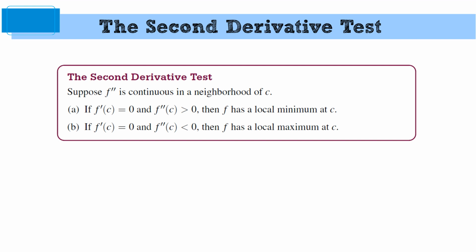Two things have to happen. F prime of c, whatever this mysterious number c is, has to be equal to 0. In other words, it's a critical number for the first derivative. And we need to know about the second derivative. If it's positive, it's a min, because now we're looking at a concave up. So we've got that bowl with a critical number. Part B is we've got an umbrella with a critical number. Going to be a max.